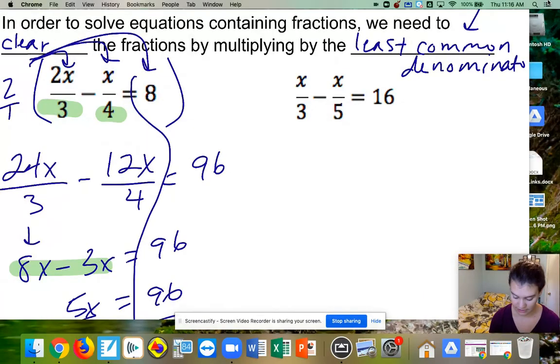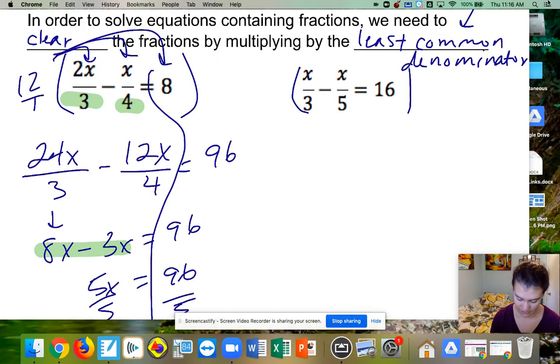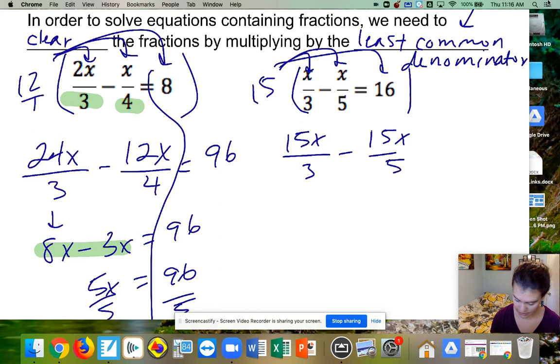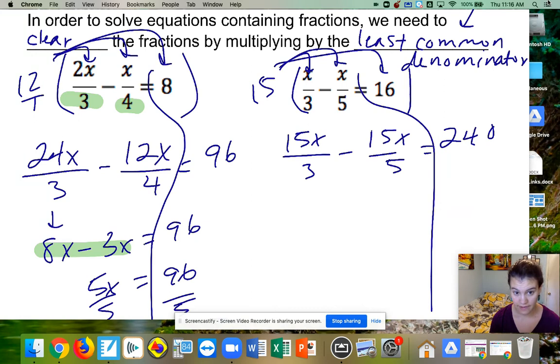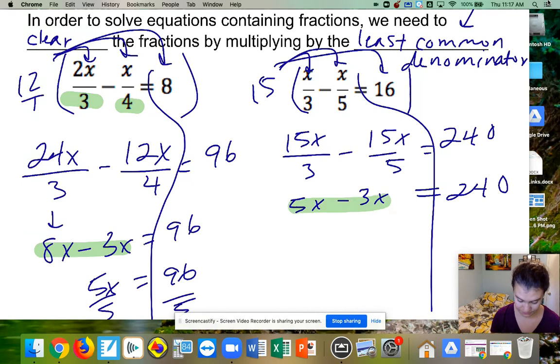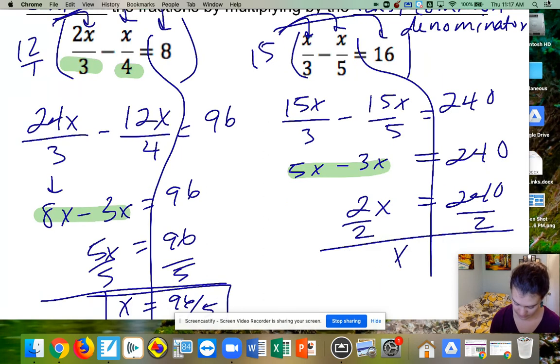All right, same idea with this one. 3 times 5 is 15, so multiply everything by 15. So you'll get 15x over 3 minus 15x over 5 equals 16 times 15, which is 240. And then simplify this down. So 15 divided by 3 is 5, so you get 5x minus 3x equals 240. Again, we can combine like terms right here, and you'll get 2x equals 240, divided by 2, and x equals 120.